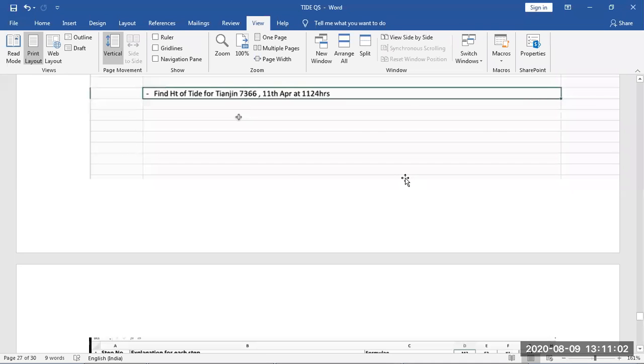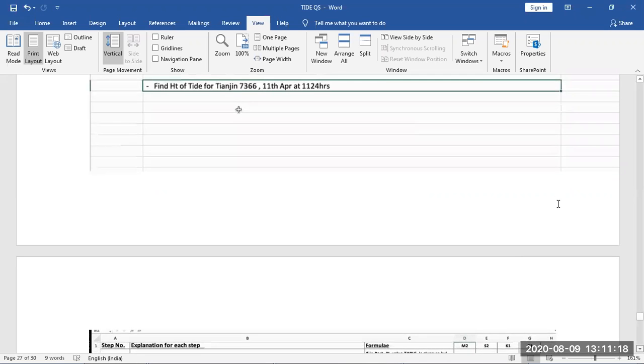Now let us see an example of how the SHM calculation is done. I give you one question: find the height of tide at Tianjin, port number 7368, on 11th April at 1124 hours. Let's see how we will go about doing that.